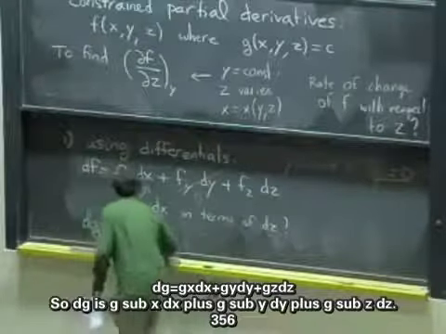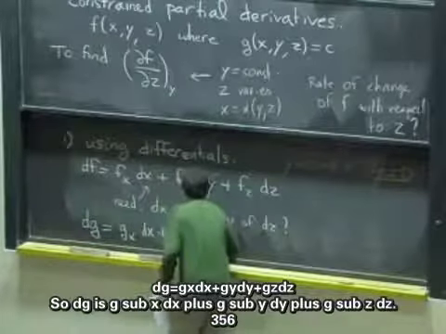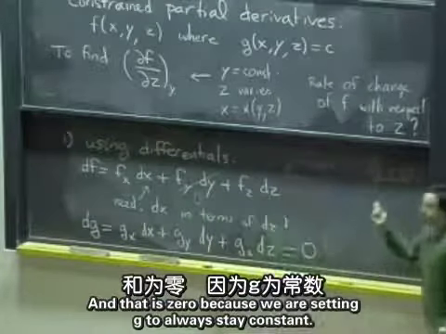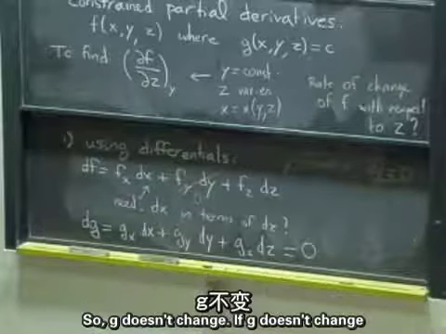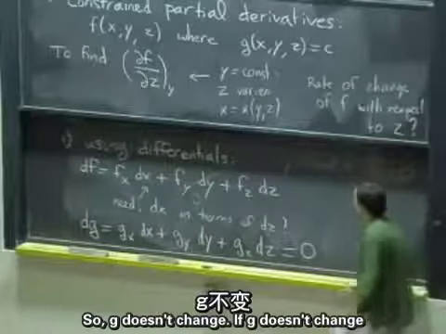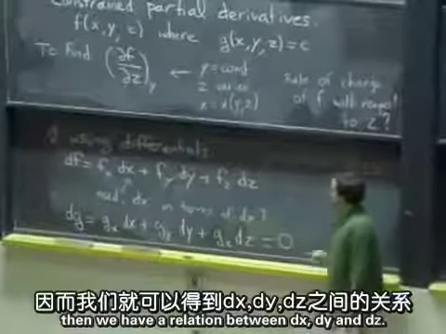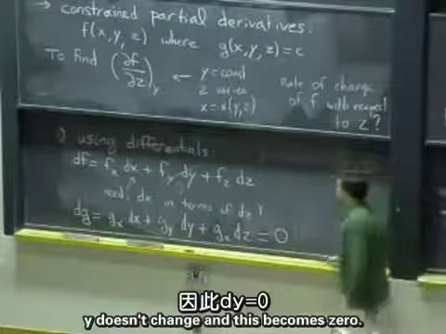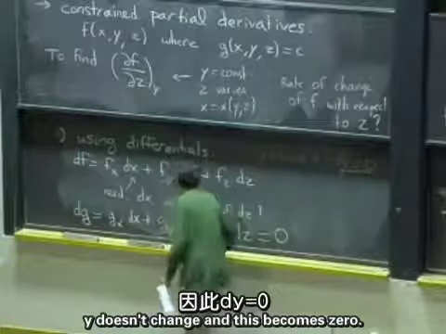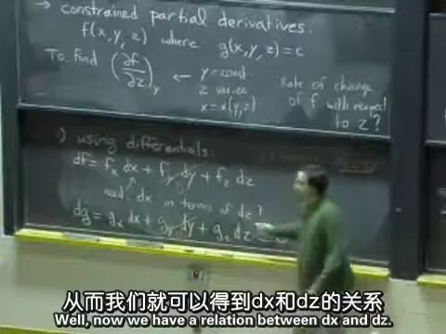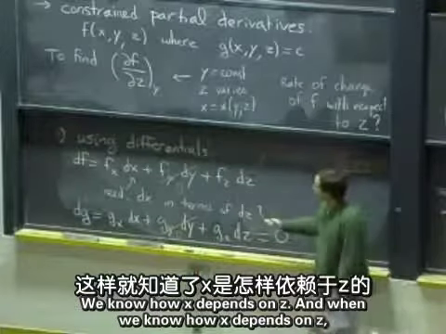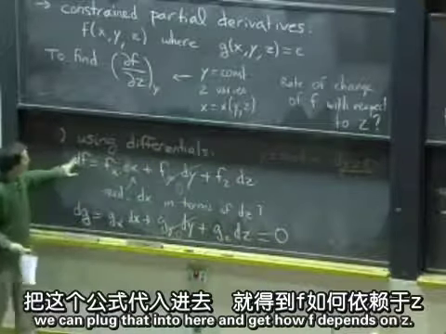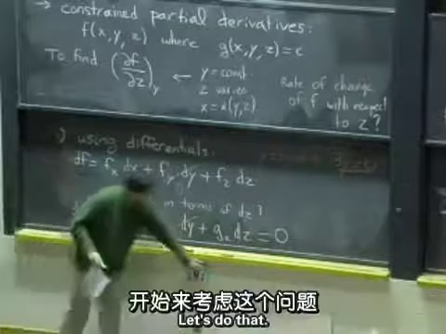So dg is g sub x dx plus g sub y dy plus g sub z dz, and that's 0 because we're setting g to always stay constant. G doesn't change. If g doesn't change, then we have a relation between dx, dy, and dz. In fact, we said we are going to look only at the case where y is constant. So y doesn't change, and this becomes 0. Now we have our relation between dx and dz. We know how x depends on z, and when we know that, we can plug it in and get how f depends on z. Let's do that.